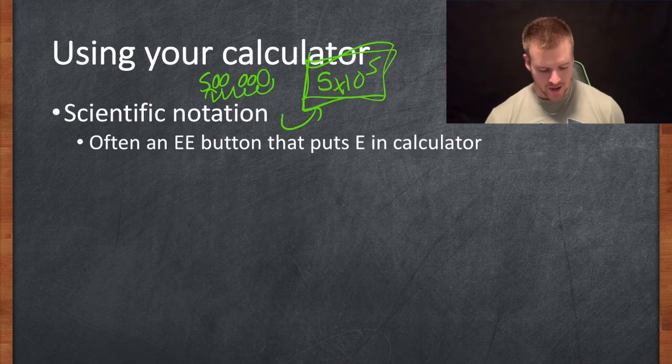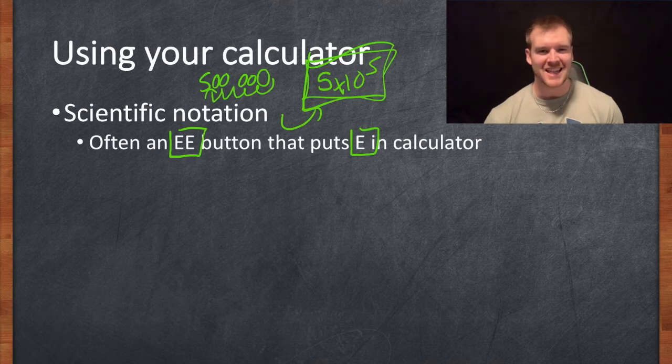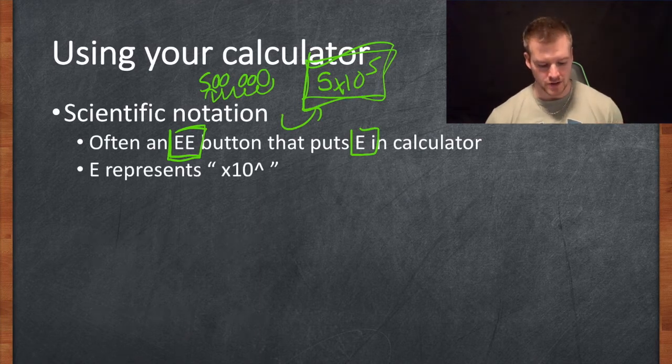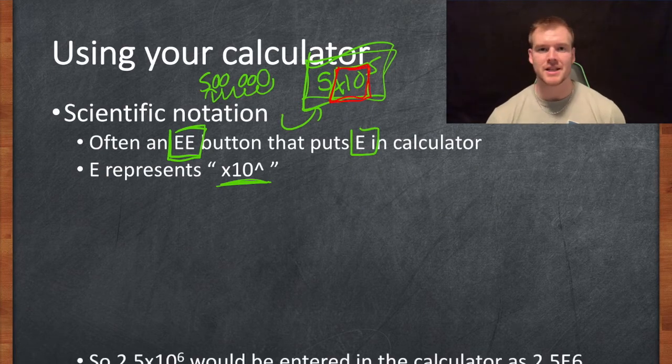So what you're going to do is there's often an EE button, and it puts an E in your calculator when you press it. That's the button on your calculator. Again, it's sometimes a little bit different, but most calculators have an EE button. When you press it, an E comes up on the screen. What the E represents is times 10 to the exponent. So it represents this part right here. Let's put that in red so you can focus on it more. Times 10 to the exponent.